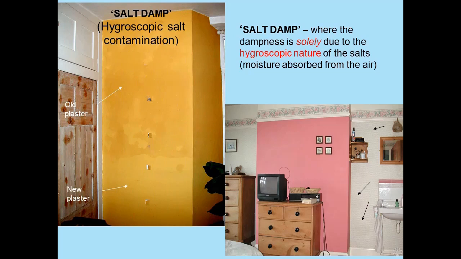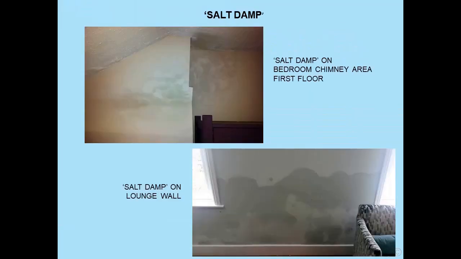The other feature of them is if the hygroscopic salts get into a hygroscopic material, such as wallpaper or cardboard, then the effect of dampness seems to be exaggerated. Salt damp on a bedroom chimney area, first floor, and salt damp on a lounge wall. Salt damp, funny enough, seems to look different. Salt damp just looks different.